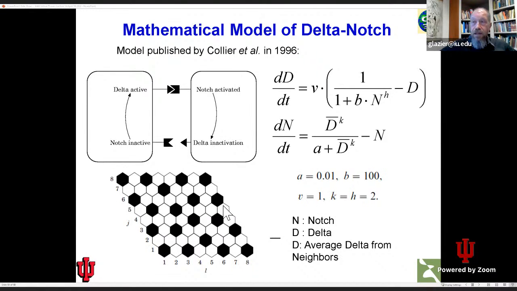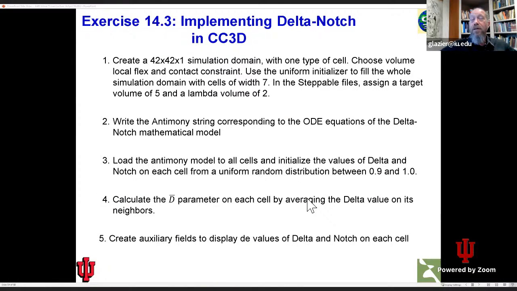And if I run this, I get this nice checkerboard like that. Well, hexagonal checker.